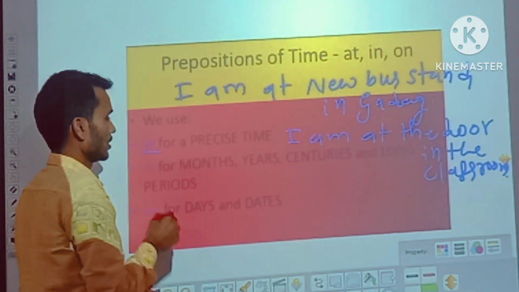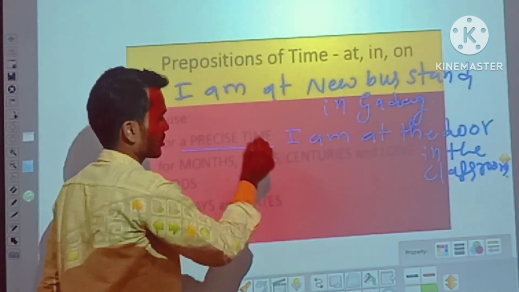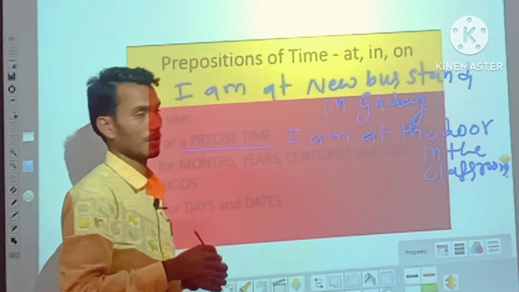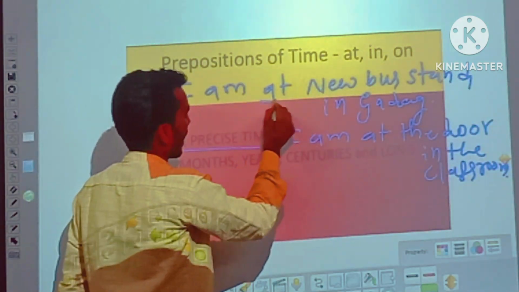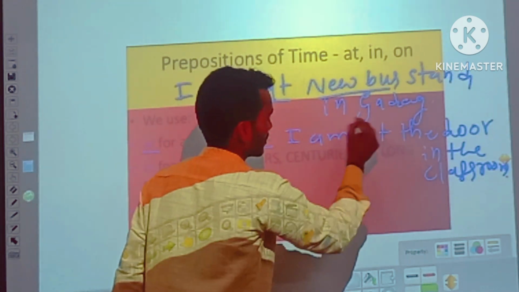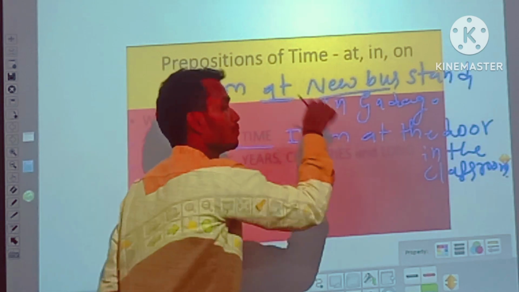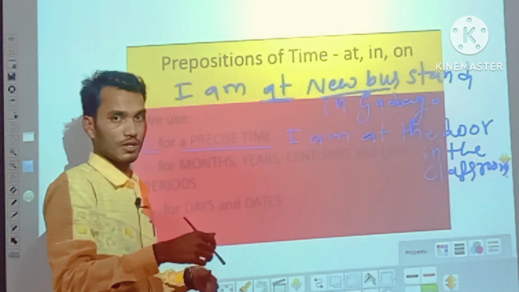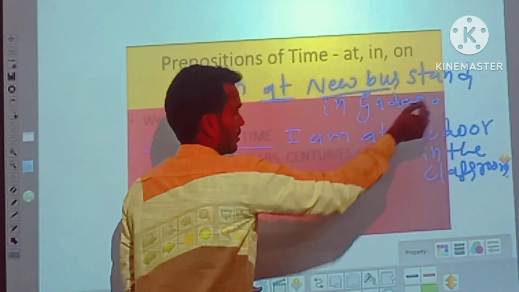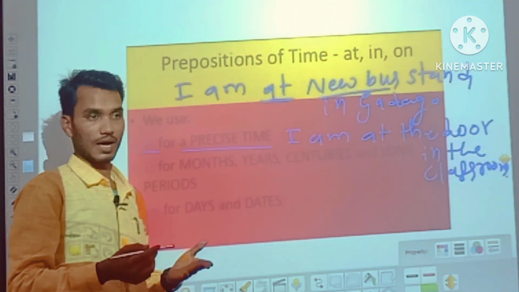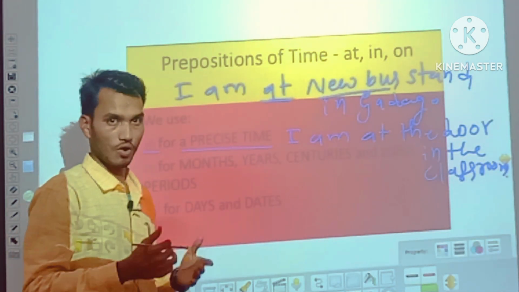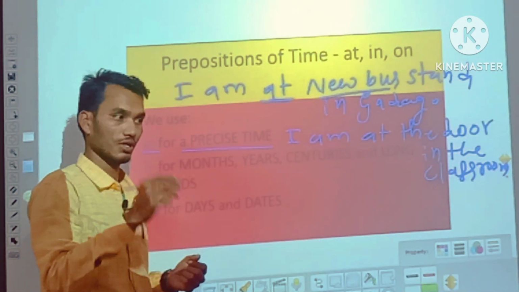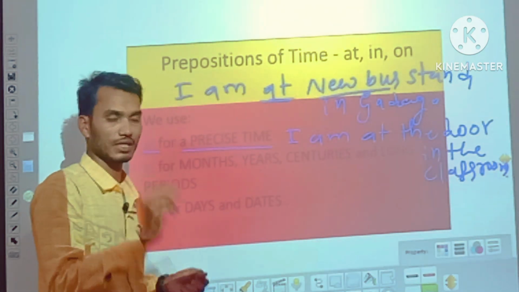Here, at is used for precise place or time. For example, I am at the new bus stand in Gadag. Here, I am at the new bus stand, a specific place. I am at the new bus stand in Gadag. Right, so in Gadag. We should not say I am at the Gadag. It is wrong. I am in the Gadag is right. But at is more specific. We should tell the specific place, specific time.